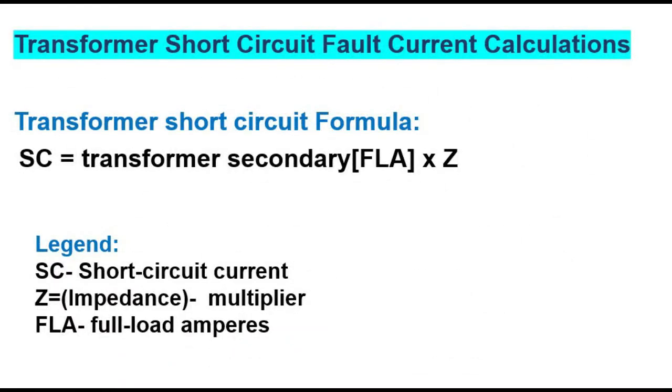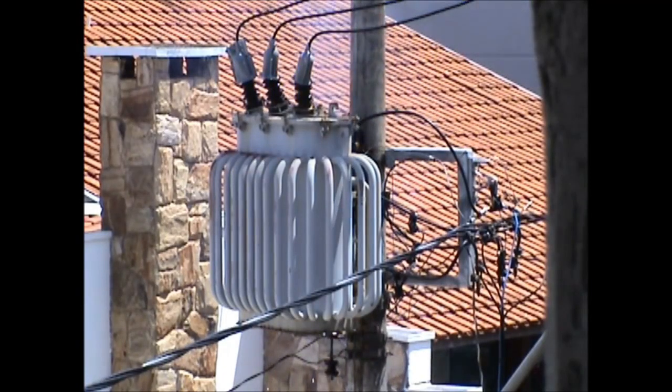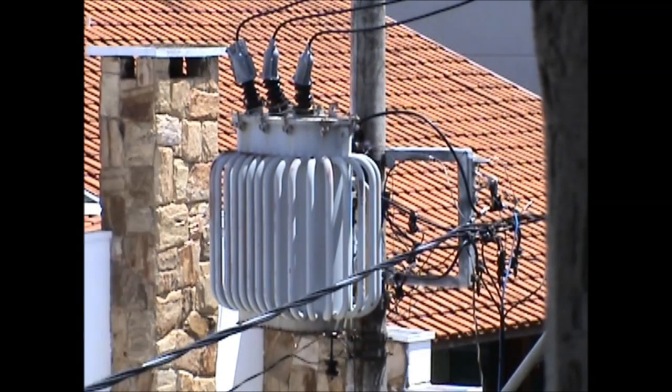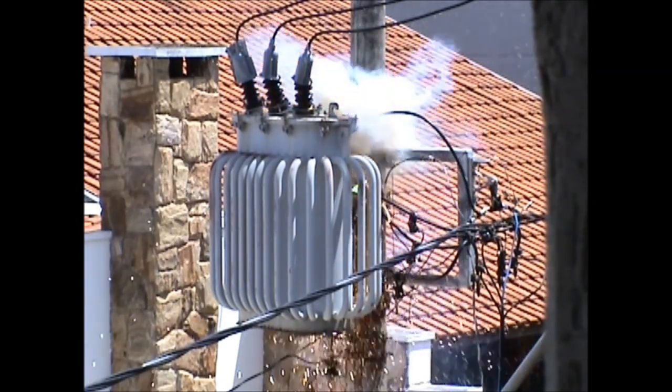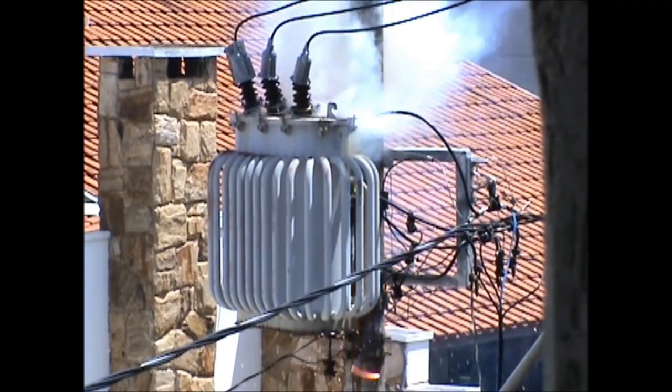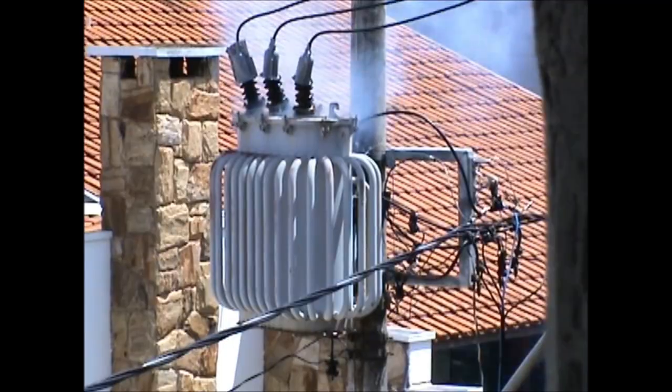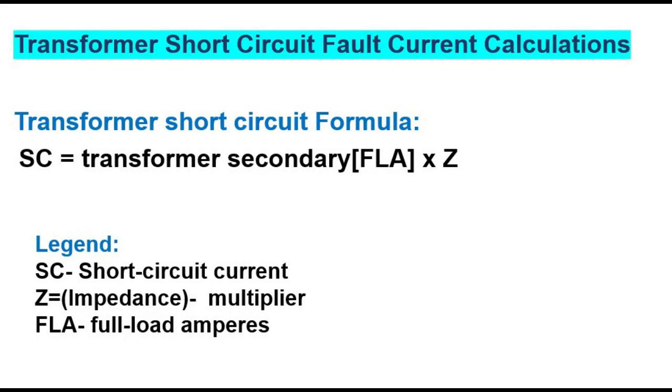Our next topic is transformer short-circuit fault current calculations. Short circuits or faults can and do occur on electric power and distribution systems. When a fault occurs on the load side of a transformer, the fault current will pass through the transformer. As components on these systems, transformers need to be able to withstand these fault currents. The formula for transformer short circuit is: short circuit current equals transformer secondary full load amperes times the impedance multiplier.